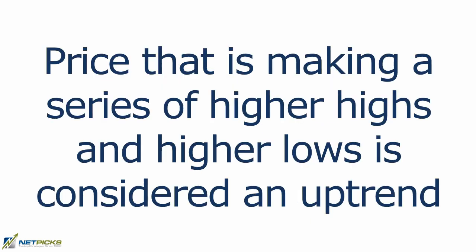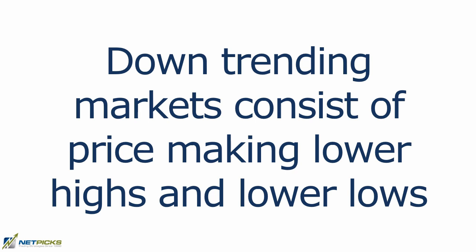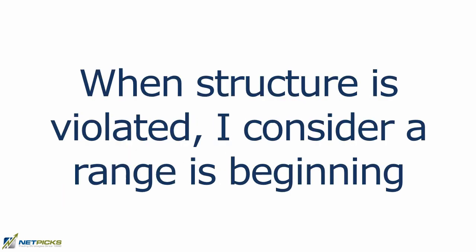And we can define a trend in this manner. Price is making a series of higher highs and higher lows. That's our uptrend. Downtrend markets, prices making lower highs and lower lows. And when that structure is violated, I consider a range is beginning.